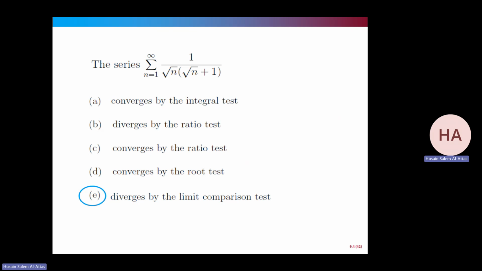This is the last one, I think. So let me do it quickly. I compare it with 1 over square root of n times square root of n, which is 1 over n. Do the limit comparison test. I have 1 over square root of n plus 1 times n over 1. Do the limit. This is 1. So for sure, this is 1, greater than 0.